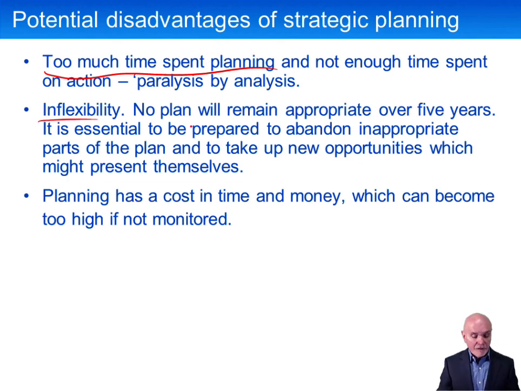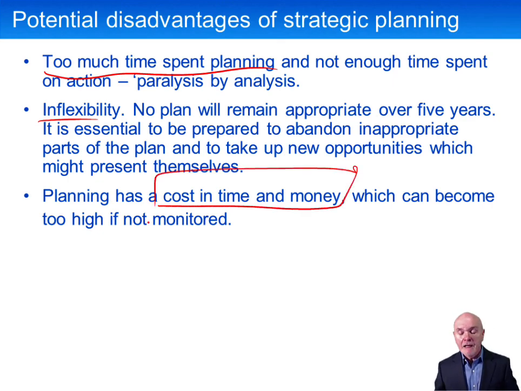Inflexibility. No plan is going to be correct. We said earlier on that control of the strategic planning process is very important. Your plan will not be right. You have to be willing to change it. And changing it is not a sign of weakness. And of course, planning does have a cost in time and money. You've got meetings of people, and maybe their time could be better spent doing other things.